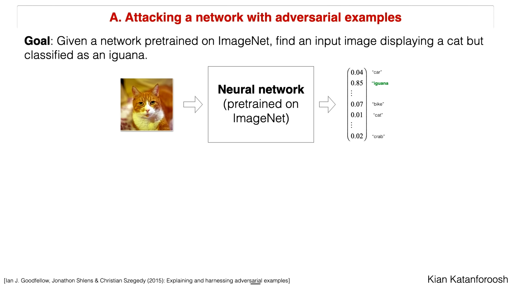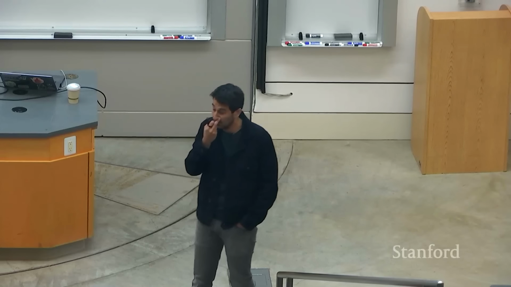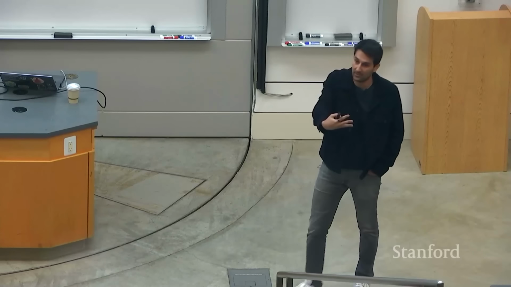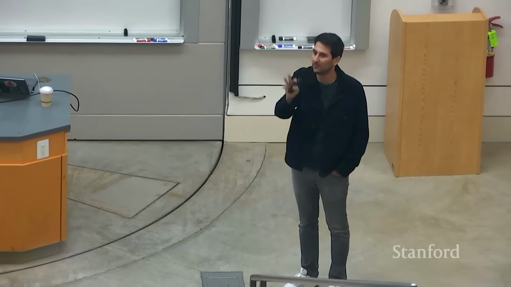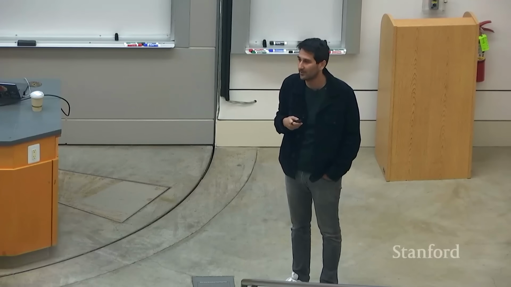Someone, yeah, in the back. Yeah, that's probably a good idea. You might start with an image of a cat, and because your starting point is a cat, you might be tempering some pixels, but it will still look like a cat. Yeah, you're right. That's a good idea.